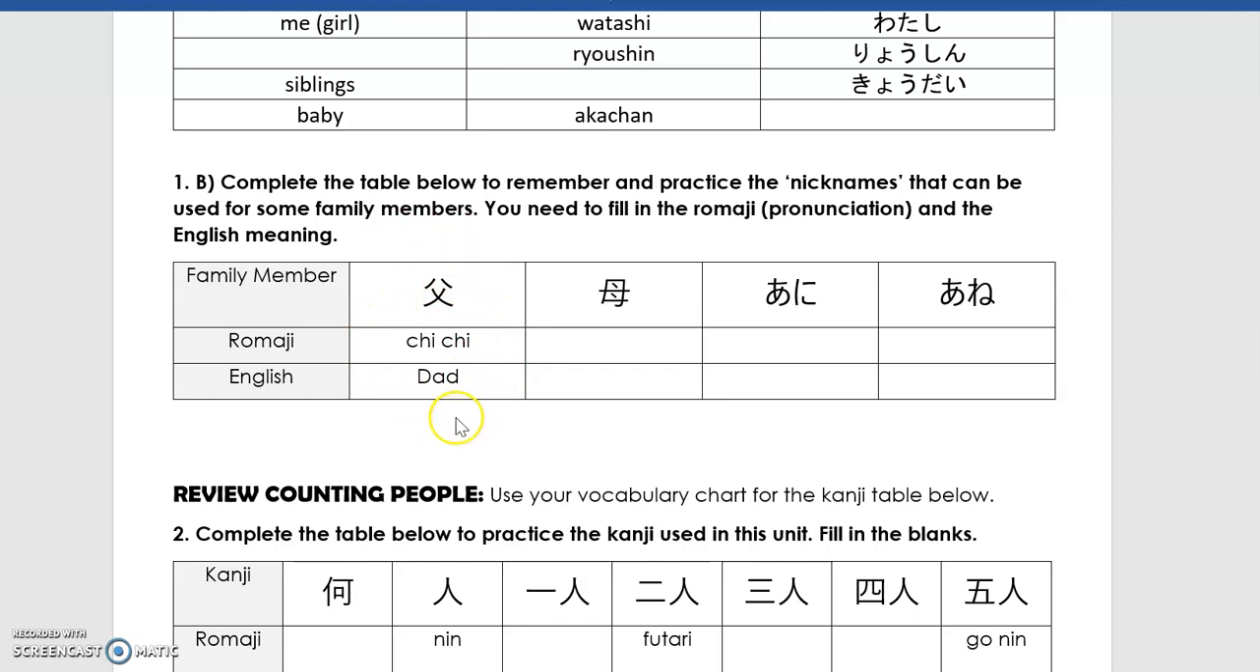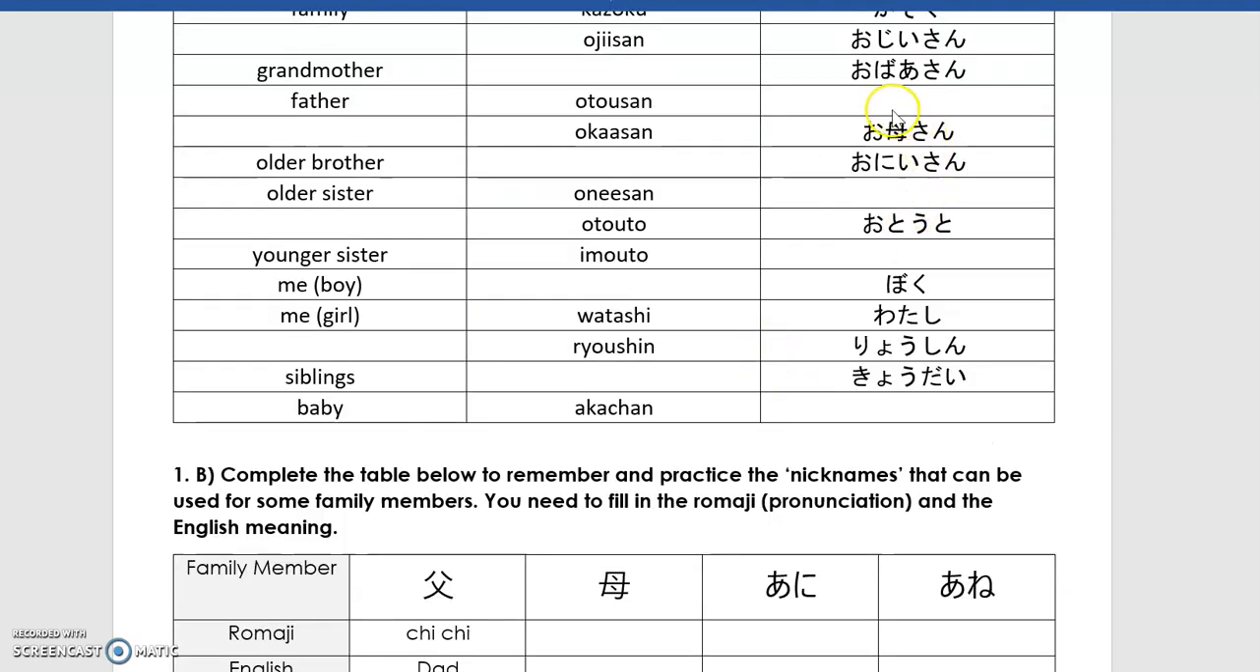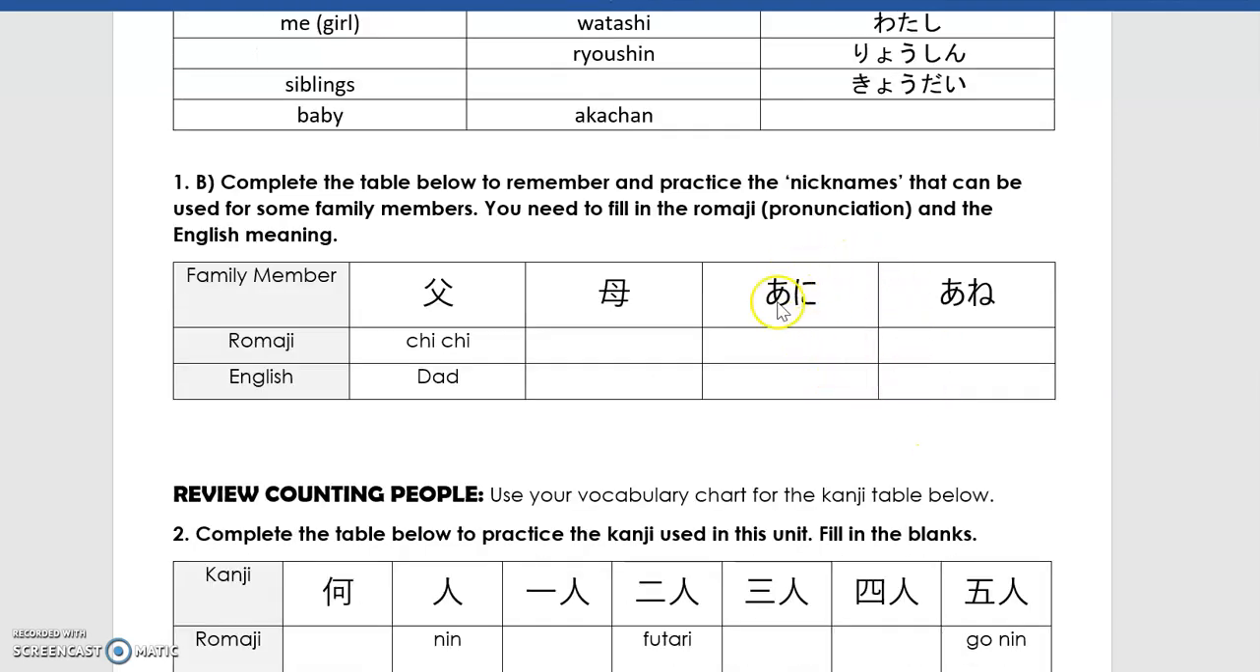What you need to do here is use your vocab chart and fill in the one for this kanji, the romaji, the English, and also for these two. So I'll give you a hint here. If this is dad, usually dad is paired up with something. You can see that same kanji here. Also, these are going to be some of our older siblings. We have nicknames for them. The full word for this one is Oni-san, and the full word for this one is One-san. So figure out who are the nicknames for those two people in our family.